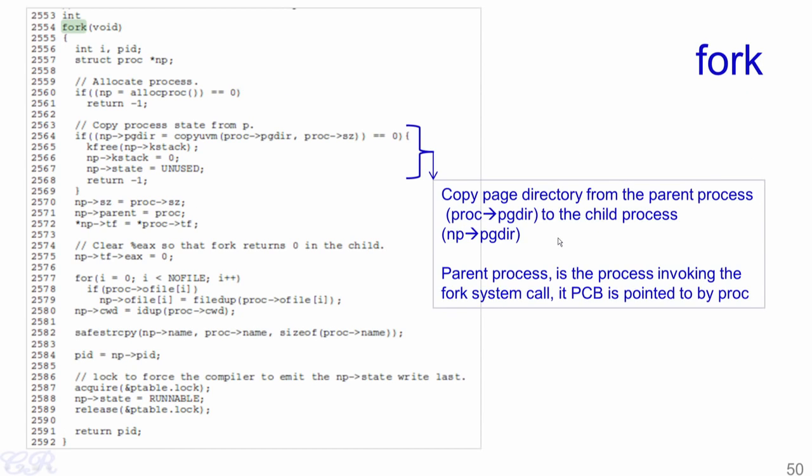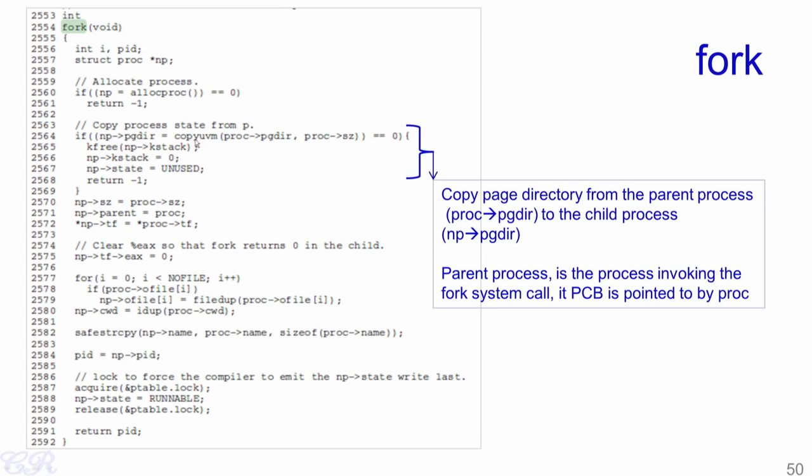The next step in the fork implementation is this call to the function called copyuvm. Essentially, what the copyuvm function does is that it copies the page directory from the parent process to the child process. This copyuvm takes two parameters. It takes the parent page directory, which is represented by proc->pgdir, and the parent size, that is represented by sz, and what is returned by this function is a pointer to the new process's page directory.